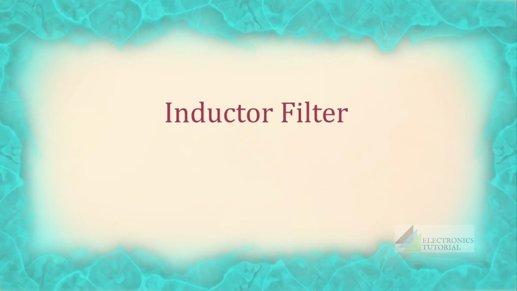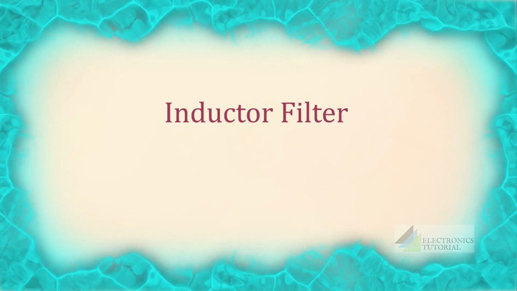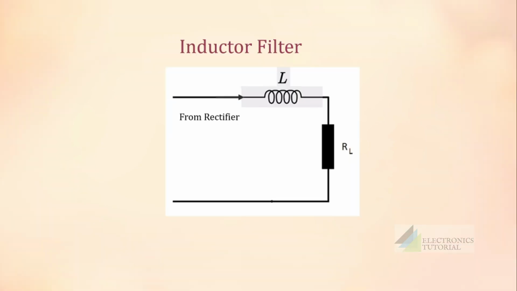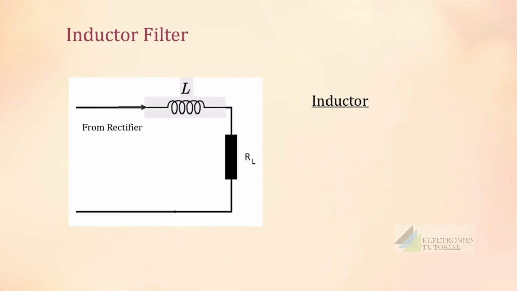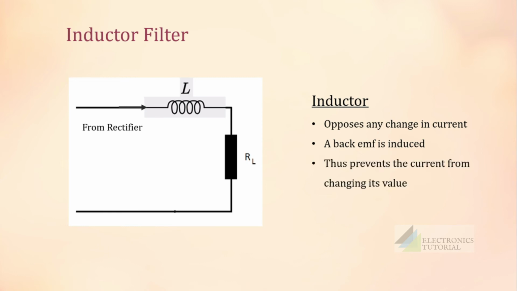Now we'll move on to another category, that is the inductor filter. We can connect an inductor in the rectifier output section. Let's have a look at the special features of inductors. An inductor has the property of opposing the change in current that flows through it. What will happen when there occurs a change in current? A back EMF will be induced in the inductor, and as a result, this back EMF prevents the current from changing its value.